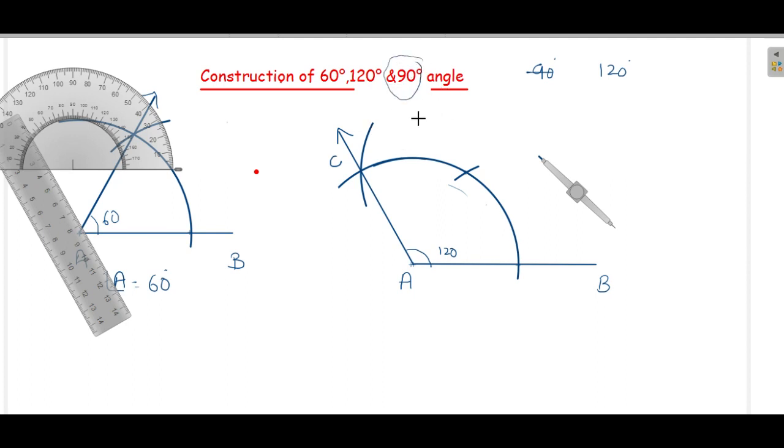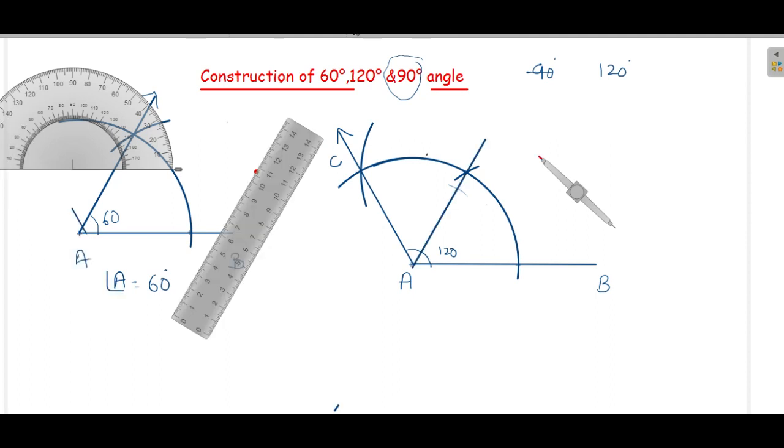In order to construct the 90 degrees angle, we have to construct the 120 degrees angle first, then we will bisect it. So, this is 60 degrees and this is 120 degrees. Let me join this. This represents a 60 degrees angle, and the complete angle from here to here represents a 120 degrees angle. So, if we draw the bisector of this angle, we will get 90 degrees.